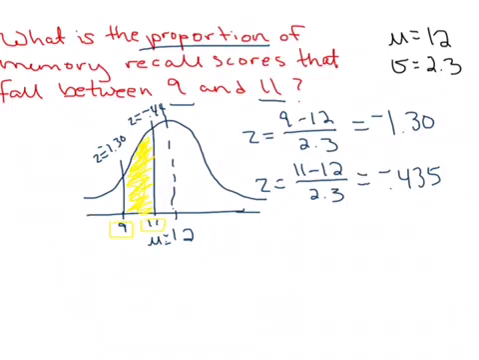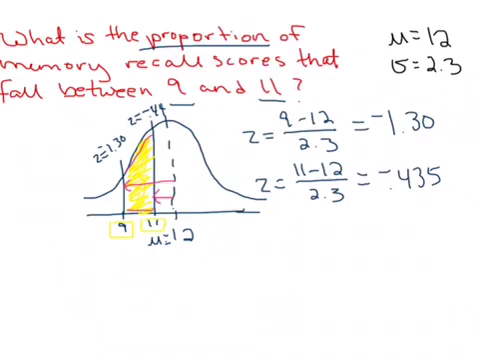Now, the trick is to find that sliver. And we only have on our unit normal table areas between mean and z and areas beyond z in the tail. So the method I'm going to use is to look for the area from the mean to this location and then the mean to this location, and then I'm going to subtract them, and that will give me just this area once I subtract them.